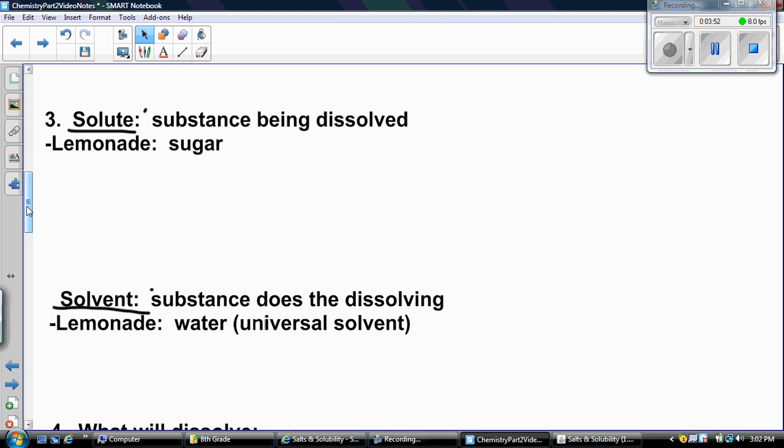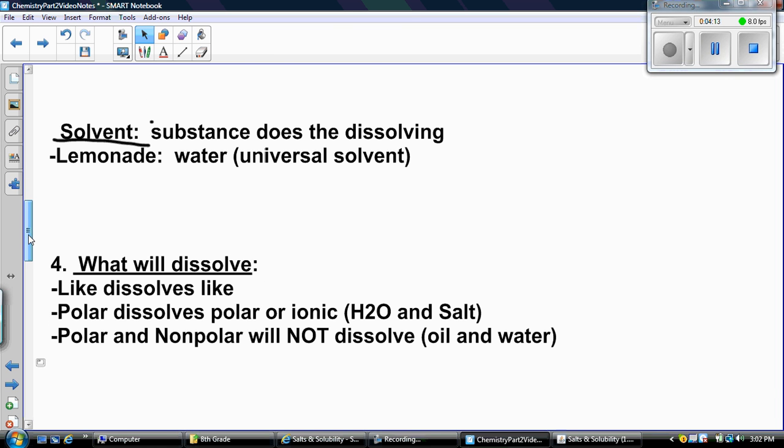Okay, in a solution, we have what's called a solute and a solvent. A solute is a substance being dissolved. So in the example of lemonade, sugar is what's being dissolved. A solvent is a substance that does the dissolving, which is usually water. So in lemonade, water dissolves the sugar. It's the universal solvent. So that's the difference between a solute and a solvent.